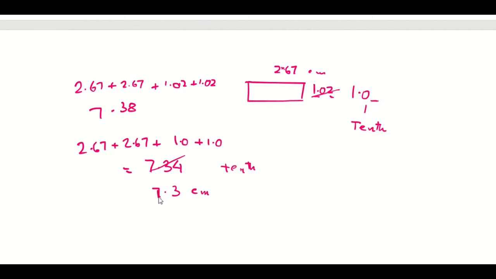So we should round it to 3 because this digit is only the first place of decimal, so we have the first place of decimal. So that is the rule for addition. When you're adding these numbers, we look at the decimal places. This has 1 decimal place, this has 2 decimal places, the answer should have 1 decimal place.